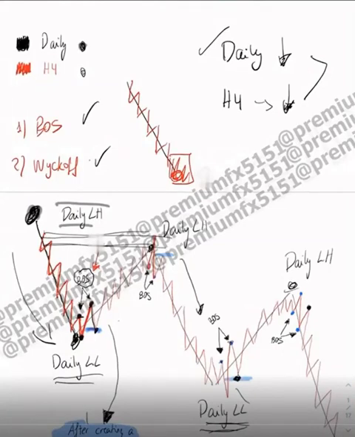Again, when that happens, we create a new lower low on a higher time frame. When this happens, we wait for two things: break of structure or Wyckoff accumulation. Now, let's say Wyckoff was the option. Let's say this was an accumulation, right?